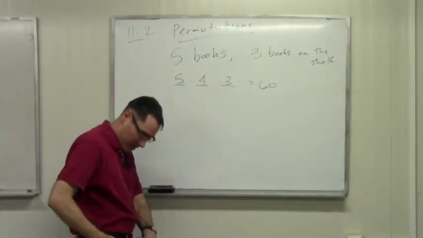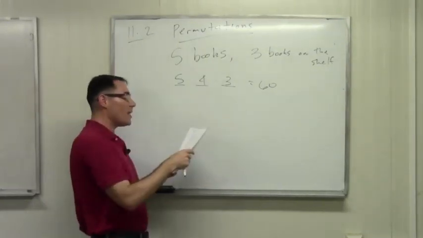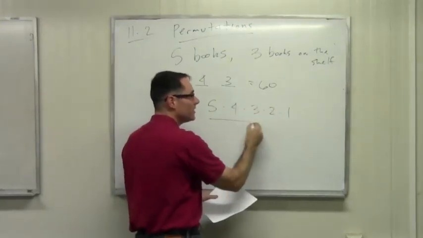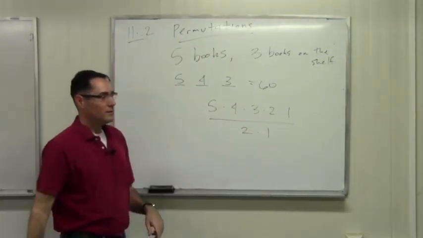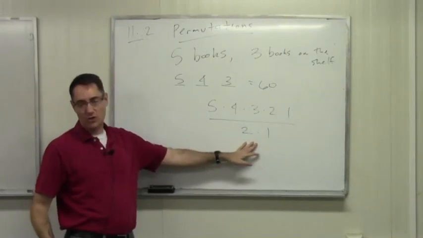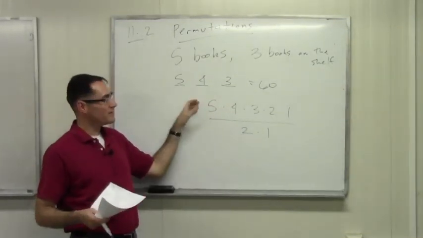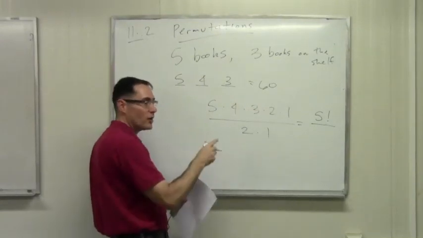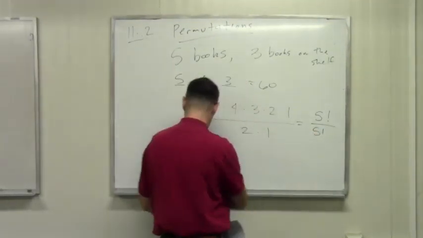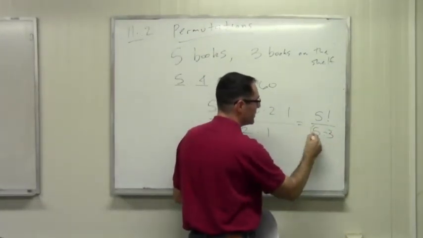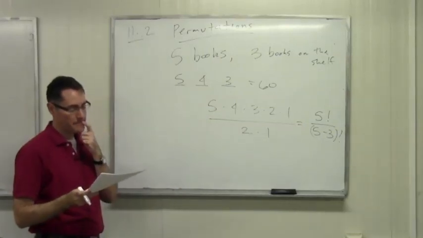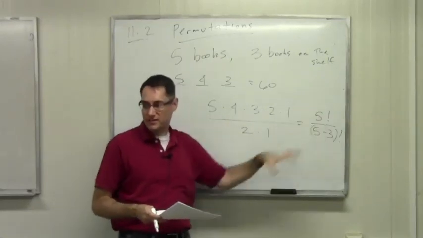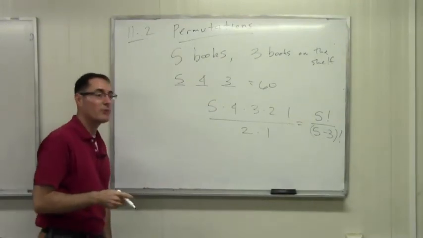But there's another way to think about this as well. This is actually 5 times 4 times 3 times 2 times 1 divided by 2 times 1. Well, there's 2 books left over, basically. So what you can do is rewrite this as 5 factorial over 2 factorial, which is 5 minus 3 factorial. The reason I wrote it like that instead of just writing 2 is because we were given 5 and 3, and they both show up in this formula. This is called the permutation formula.